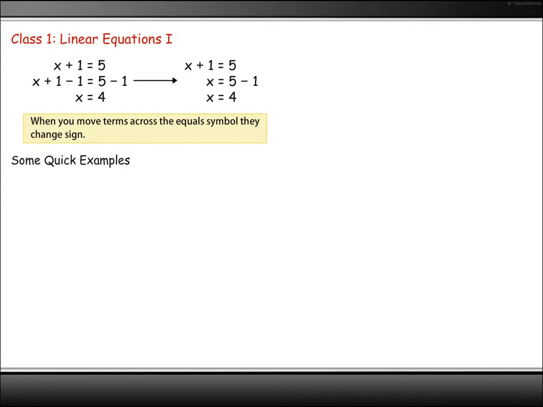Let's do some quick examples. For example, solve x plus 2 equals 7. Move plus 2 across the equal sign, where it becomes minus 2. Therefore, the solution is x equals 5.